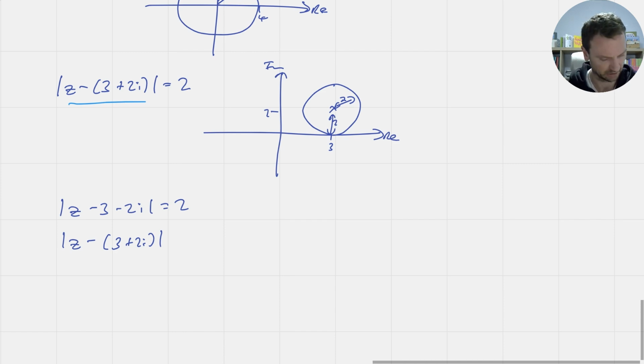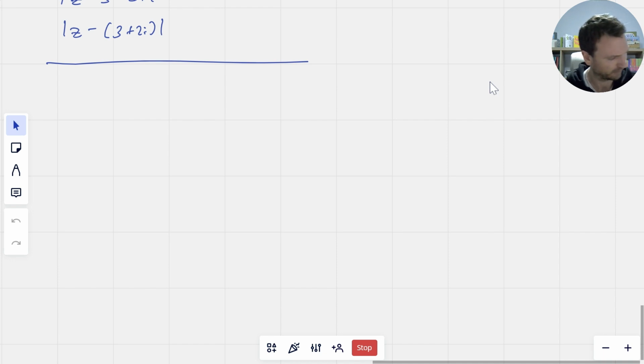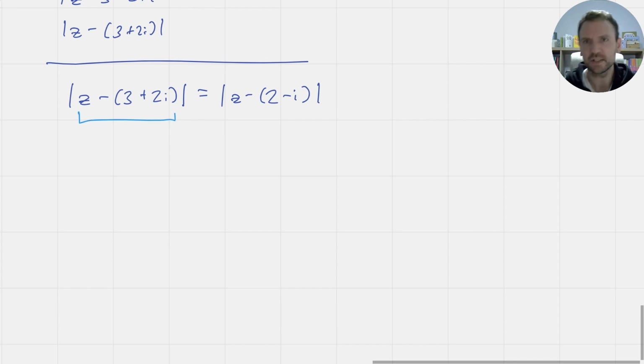And that's always going to give us a circle. Situation number 2 is still involving moduluses, but we're going to have a modulus on either side of our equation here. So let's imagine instead we've got modulus z subtract 3 plus 2i is equal to the modulus of z subtract, and I'm going to be nice here, I'm going to put brackets in on both sides, 2 subtract i. So just to be clear what we're being asked for here, this left-hand side is describing the distance from the point 3 plus 2i, and the right-hand side is describing the distance from the point 2 subtract i.